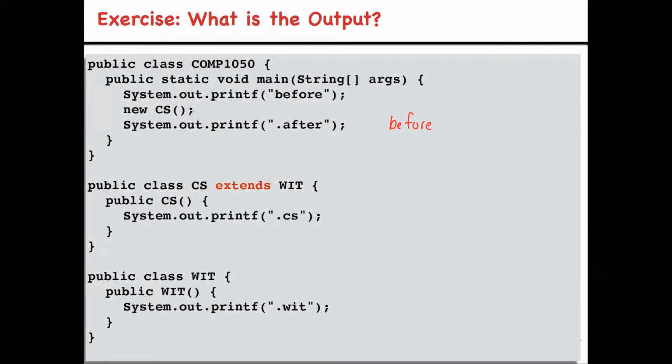And then we're going to create a new CS object. When we call this new CS object, we're immediately going to go down to this constructor here. So we go to the constructor, but remember, we have an implicit call to super. So super is technically right here.